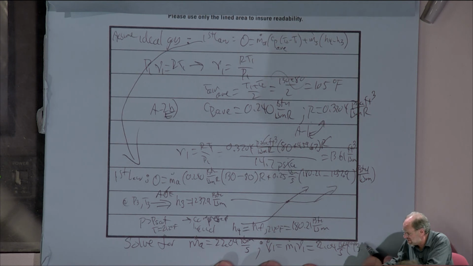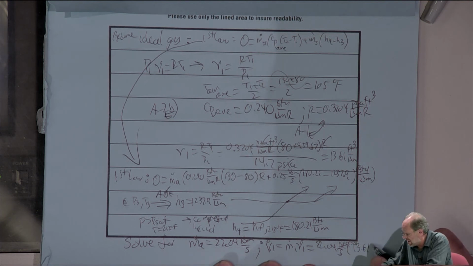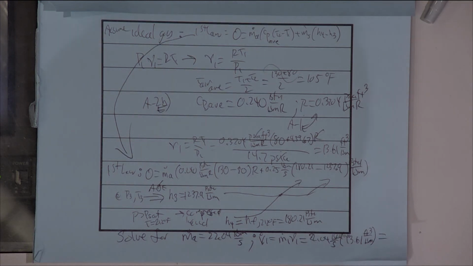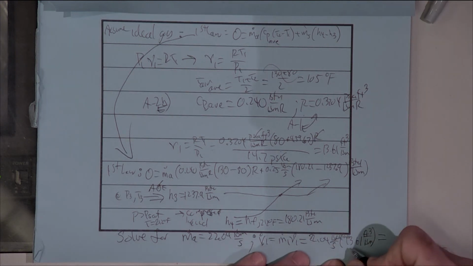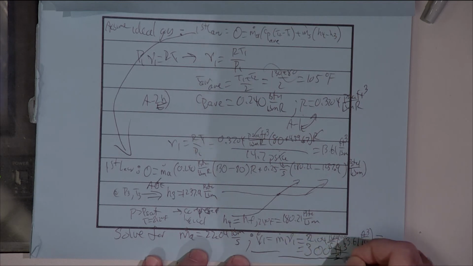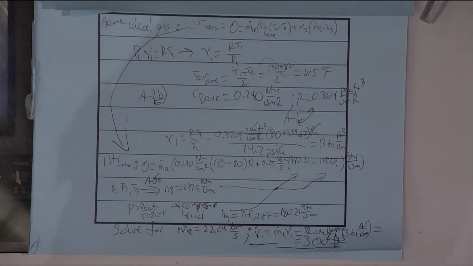times 13.61. Keep in mind that m dot 1 is m dot air, right? They're the same. And this is going to be cubic feet per pound mass. And we end up then with the final answer of 300. So this equals 300 cubic feet per second. Wow. I tell you, if you could solve this one, you should be able to solve anything, right?